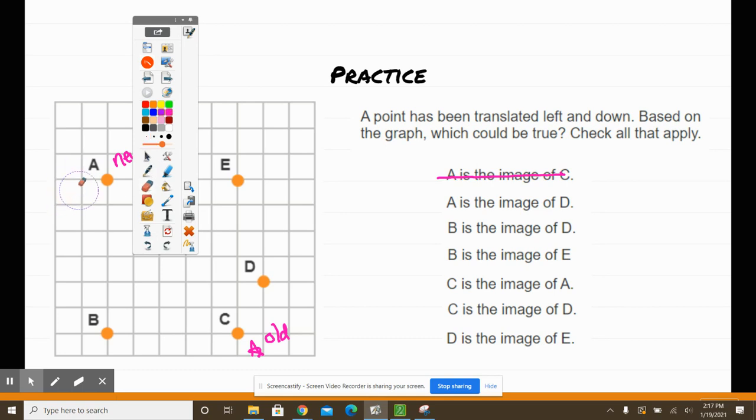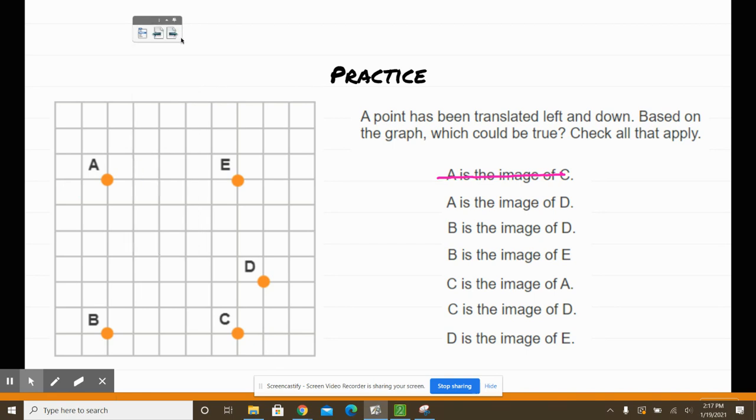Could A be the image of D? A and D. Image is new guy. This is the old guy. Could A be the image of D? Well, could you take D, the old guy, and move it left and down? No, it's not right.